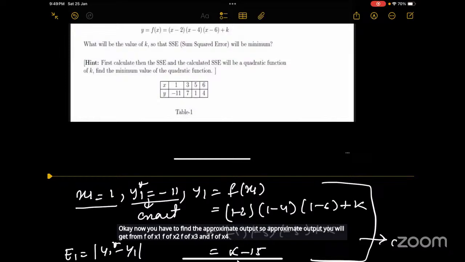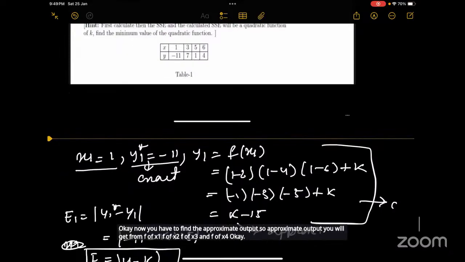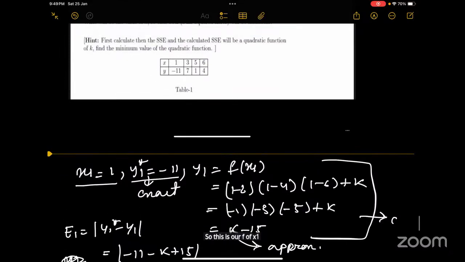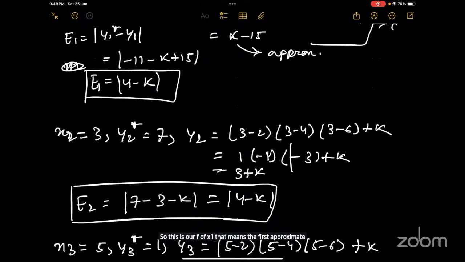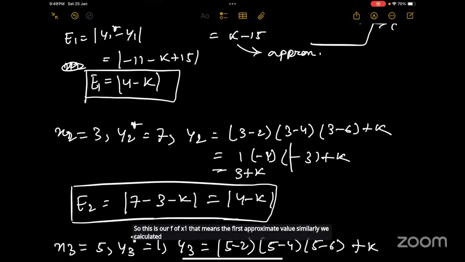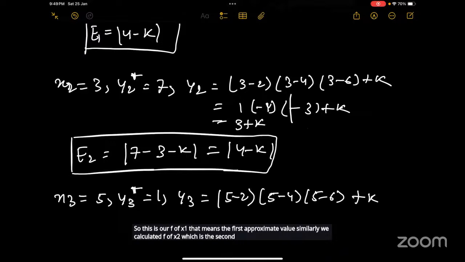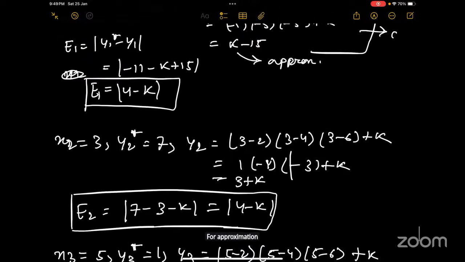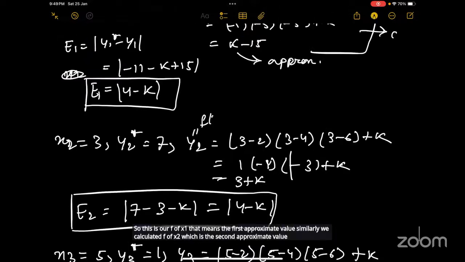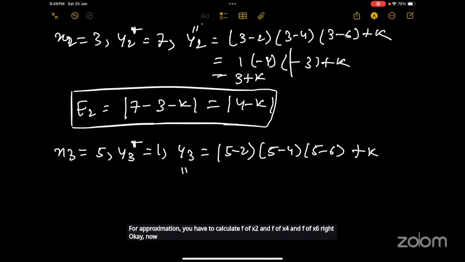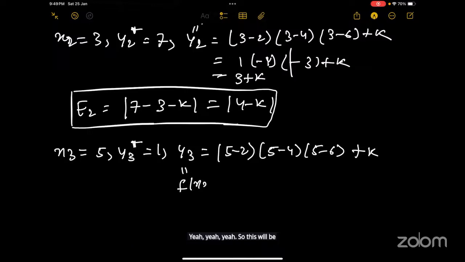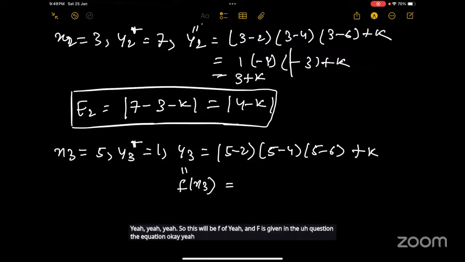Okay, so this is our f of x1, that means the first approximate value. Similarly, we calculated f of x2, which is the second approximate value. For approximation, we have to calculate f of x2, f of x4, and f of x6, right? Yeah. Okay, now I got it. So this will be f, which is given in the equation. And f is given in the question, the equation. So what will be the value of f of x3?